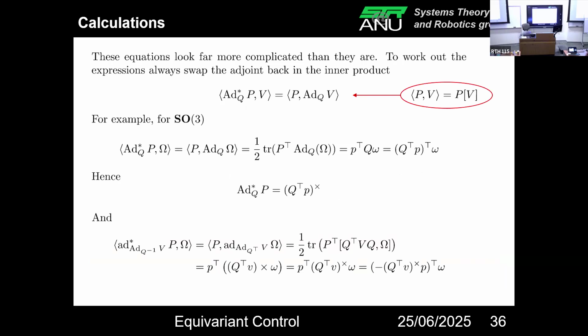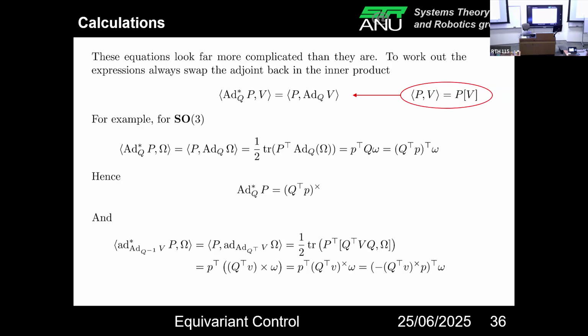So that's the top left. And then what ad star means is it's the same thing as if you contract P with ad Q on V. Oh, I do know what ad Q on V is, right? That's my adjoint operator, okay? So that's what ad star actually means. So let's just do a calculation with it.